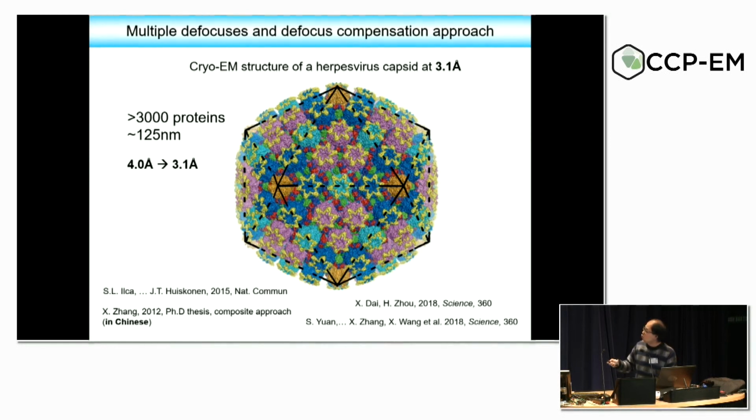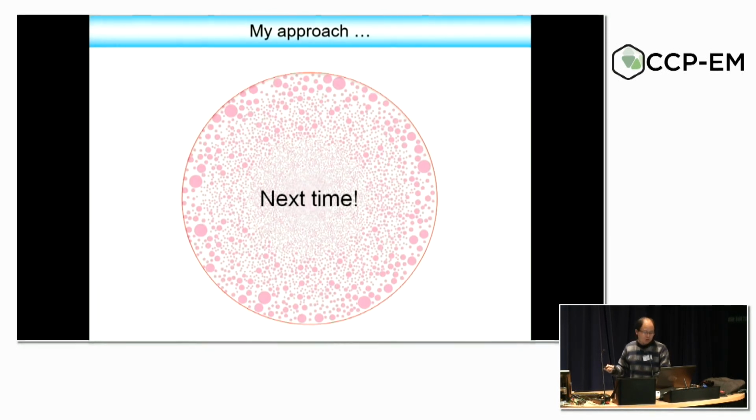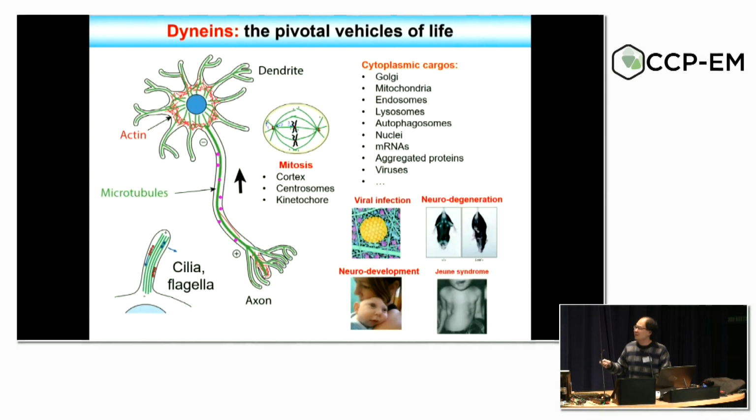And Hongzhou used that approach to solve a similar structure. And also, this person described a number of different approaches for Ewald sphere correction in his thesis several years ago, but it's in Chinese, unfortunately. I wanted to describe a little bit about my approach, but maybe next time.